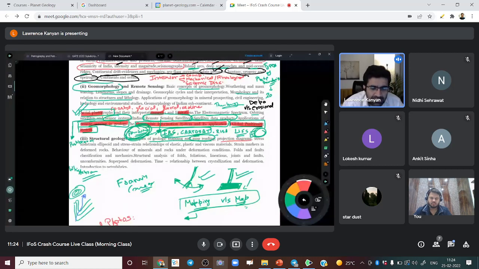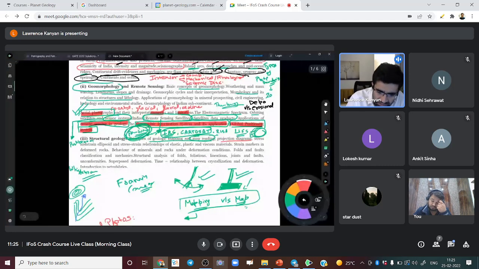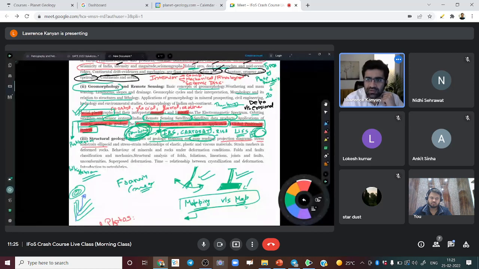You would know them already. I don't think you even need to revise them, because they are the same, with a little difference, in mineralogy versus structural. One question can come from this, either from mineralogy or from structural geology. This is pretty standard. Stress, strain, ellipsoid: they can ask you about the stress ellipsoid or strain ellipsoid. One question can be asked from this part.